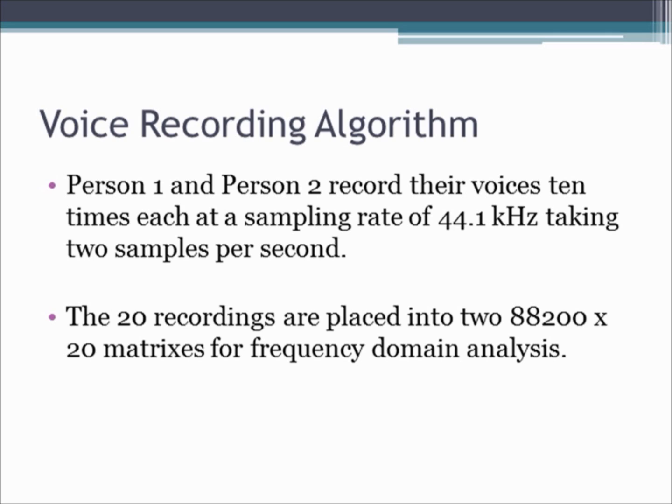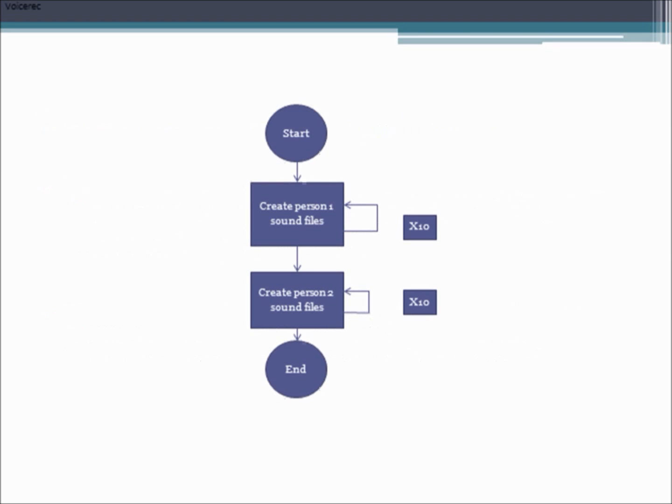Our voice recording algorithm records 20 voice samples of 2 people, 10 per person, taking 2 samples per second. These samples are then stored in an 88,200 by 20 matrix as our baseline recordings that will have their frequency content averaged to compare with a sample taken in our next script.